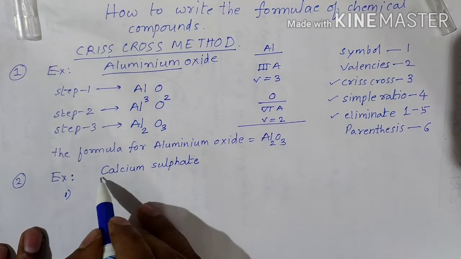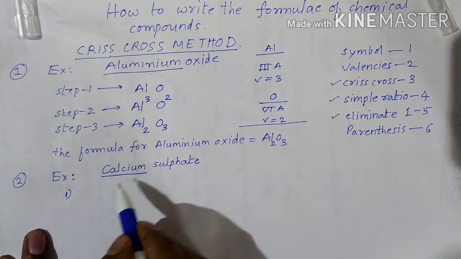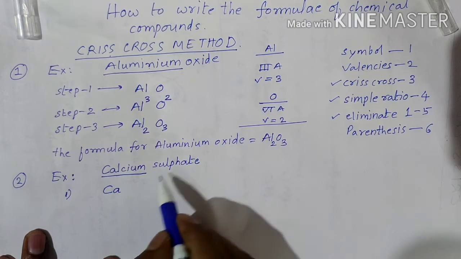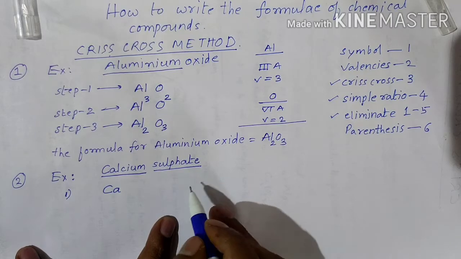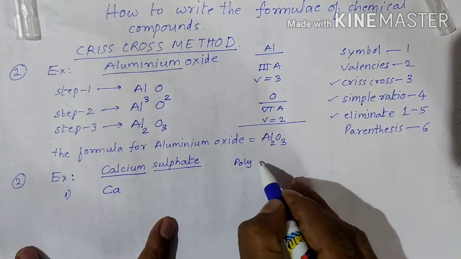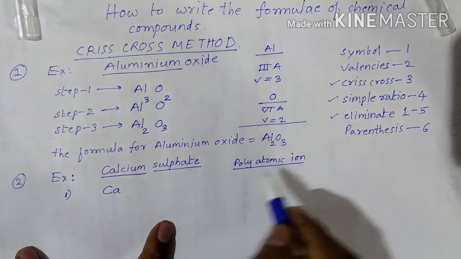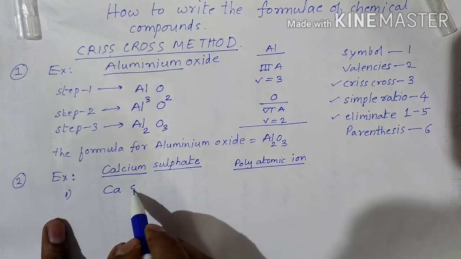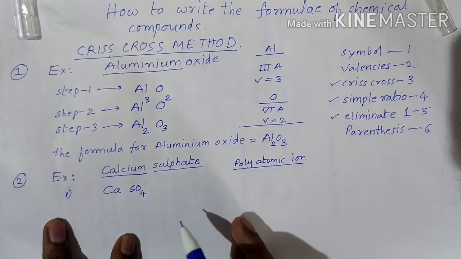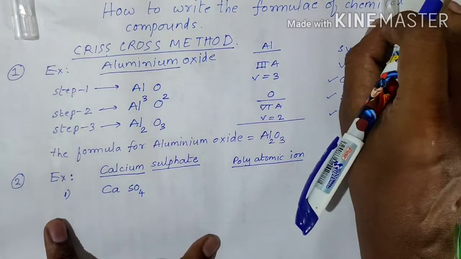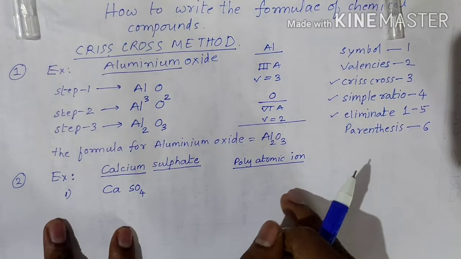In step 1 we have to write the symbols of these two constituents. The first constituent is calcium, so simply write Ca. The second constituent is sulfate, which is a polyatomic ion. The formula for sulfate is SO4. Here we have sulfur and 4 oxygen atoms, so we have a total of 5 atoms. That's the reason sulfate is a polyatomic ion.